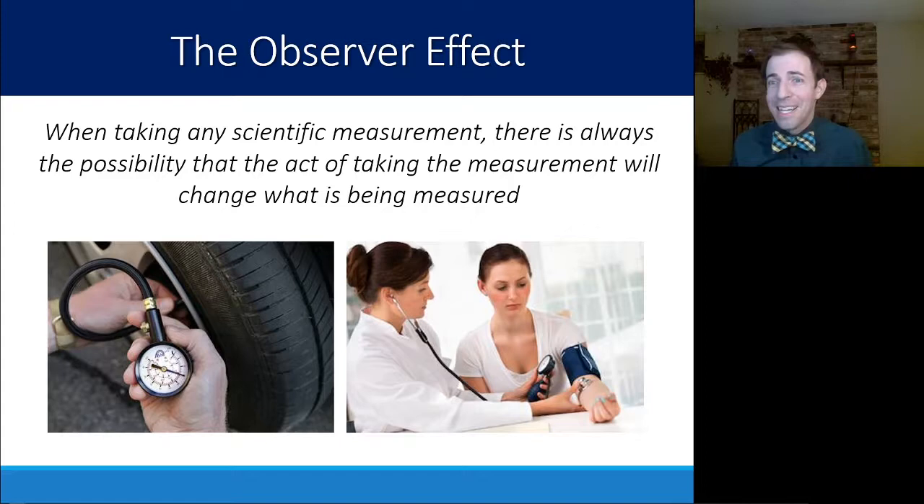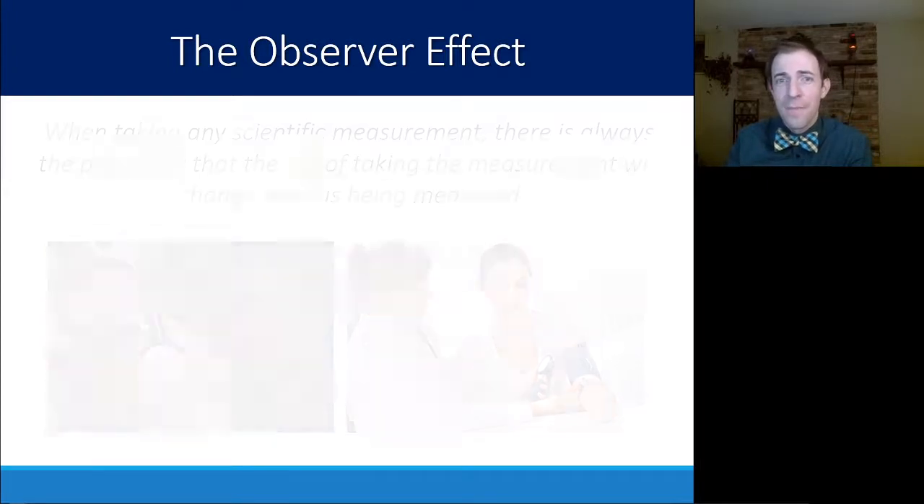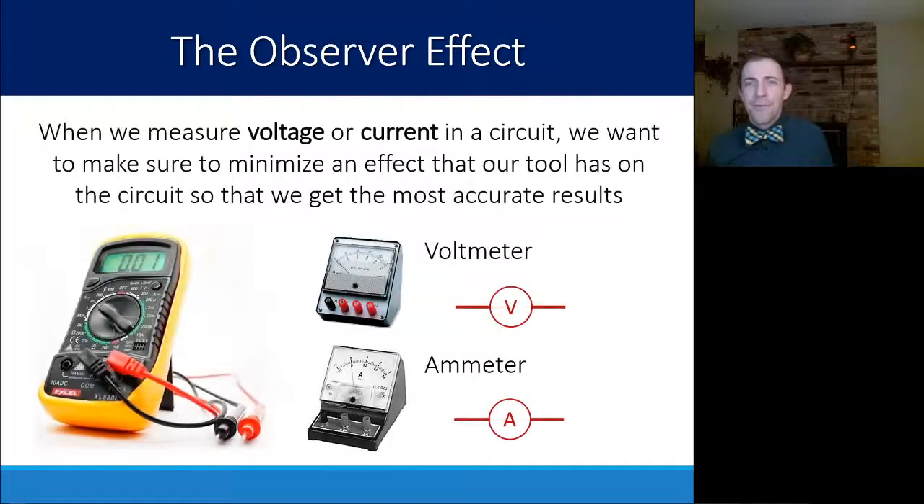I know for me, whenever a doctor is trying to take my pulse, I'm constantly thinking about the fact that they're taking my pulse, and my pulse rises. So they're trying to get my resting heart rate, but what they're capturing isn't really a resting heart rate at all. The act of taking the measurement is changing the thing that you were trying to measure in the first place. Well, this happens for our voltmeters and our ammeters as well.